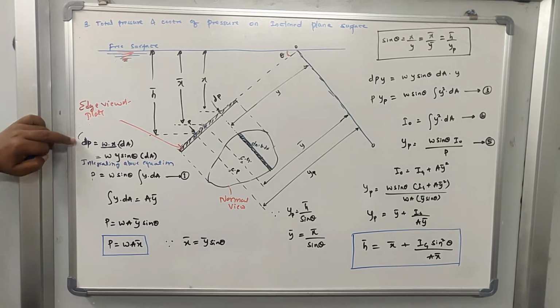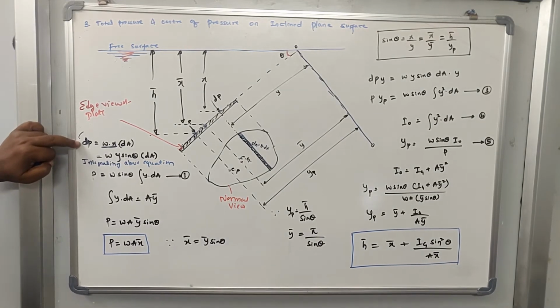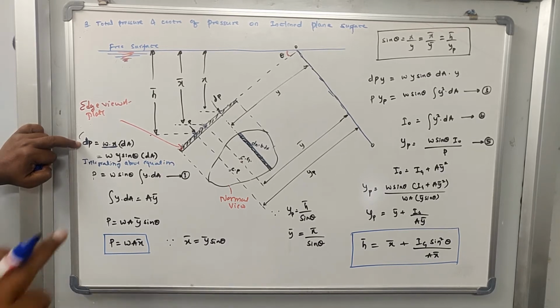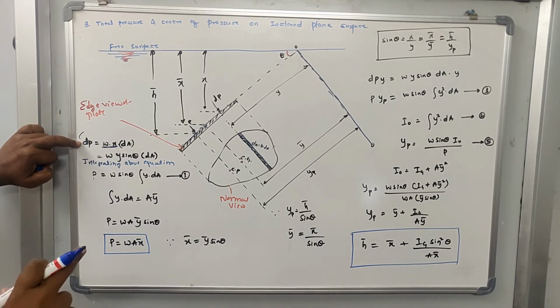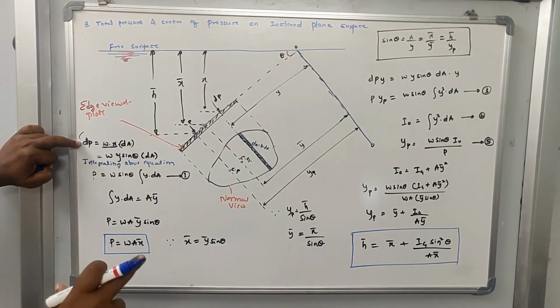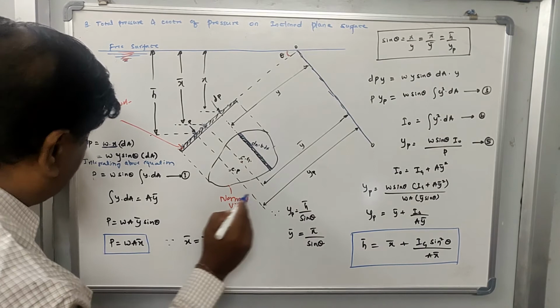integration of dP is what? dP is the total pressure exerted by the static mass of fluid on a strip, and integration of that dP gives you the total pressure exerted by the static mass of fluid on this entire plate.